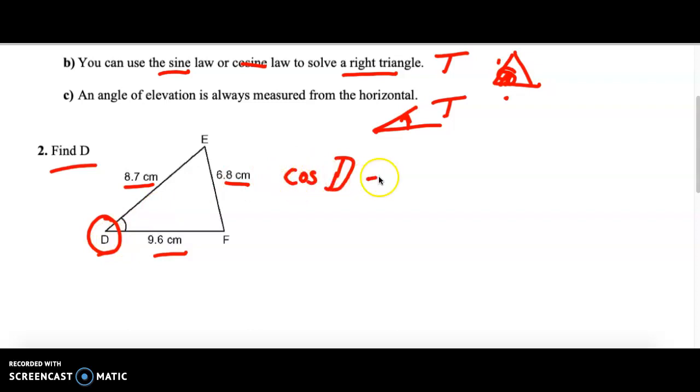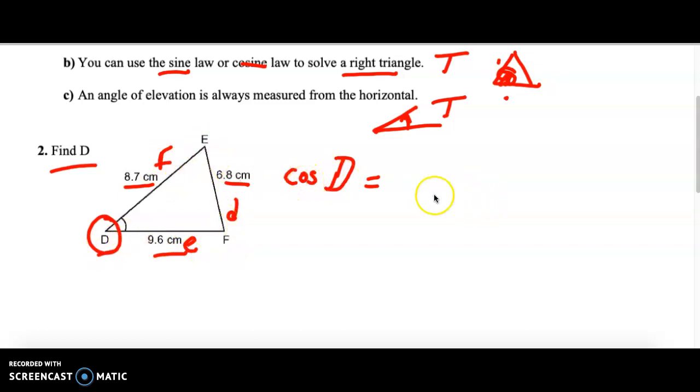Then we look at our version of the equation for cosine law up top, and it was a squared plus b squared minus c squared over 2ab. You'll have that in front of you. But now you just have to figure out what to sub in instead of a, b, c. So let's label these. Across from big E is little e. Across from big D is little d. Across from big F is little f.